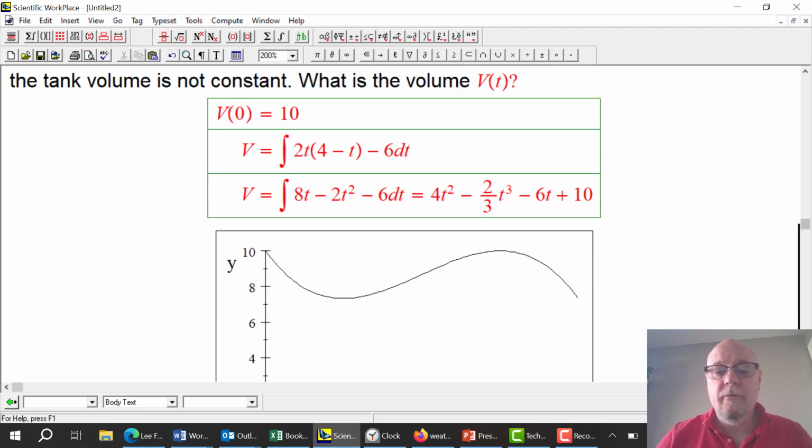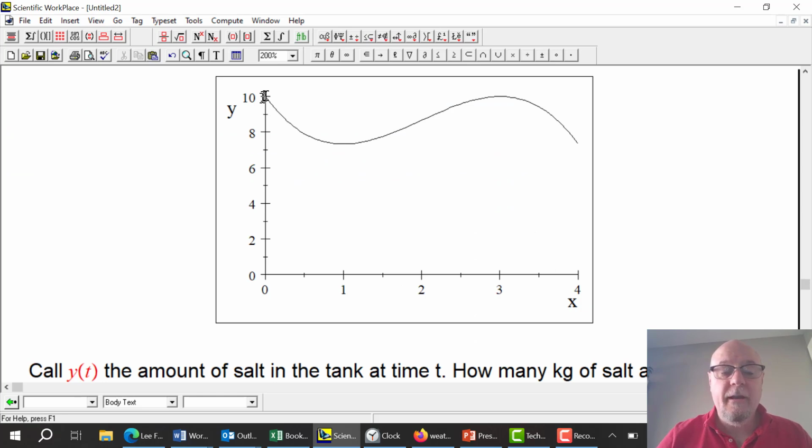Let's take a look at what the volume is. I knew it started at 10. We knew it was going to drop until 1 minute. Now I'm at the bottom of that parabola. Then it's going to increase until 3 minutes. At 3 minutes, that's when I've turned it up to the maximum, and I'm turning it back down. At 3 minutes, the flow rate in is 6 and the flow rate out is 6. Then it's less than 6, so the volume starts to drop. This inflection point is right at the tip of the parabola.